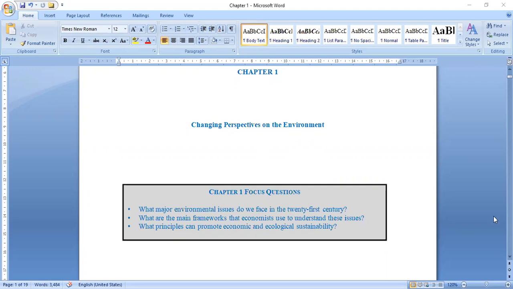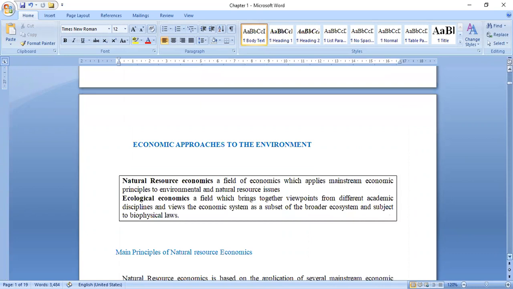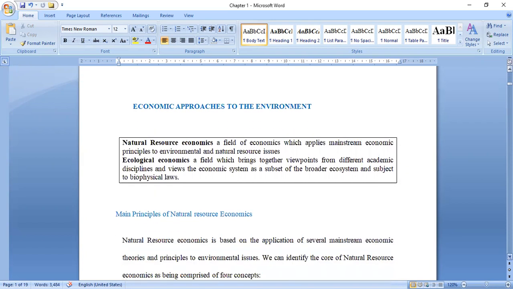Let's look at our very first chapter, which is changing perspectives on environment. I've shared the course guide, and you realize that most of the textbooks are labeled natural resource and environmental economics. So yes, we shall be looking at natural resources and the environment. When I talk about environmental economics and natural resource economics, I'll be using them synonymously.